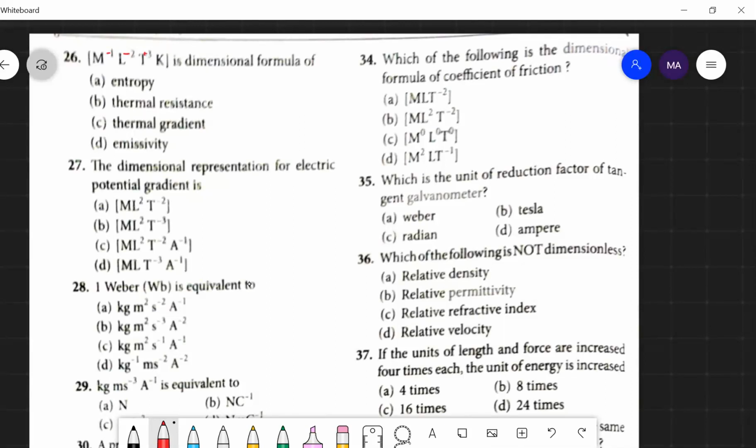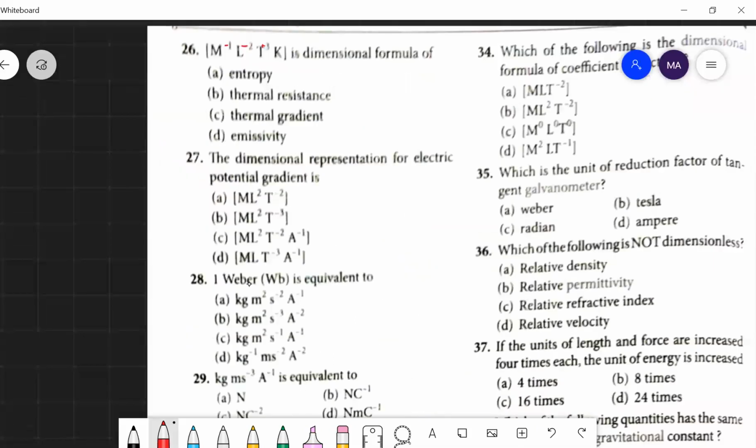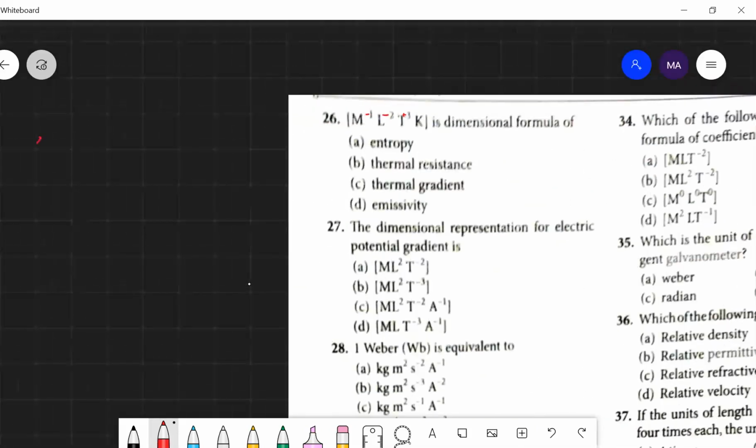Thermal resistance. Thermal resistance means what I can write? Temperature difference divided by thermal current. Thermal resistance is equal to temperature difference divided by thermal current, that is dq by dt. I hope you remember the formula. If not, I'm writing here.